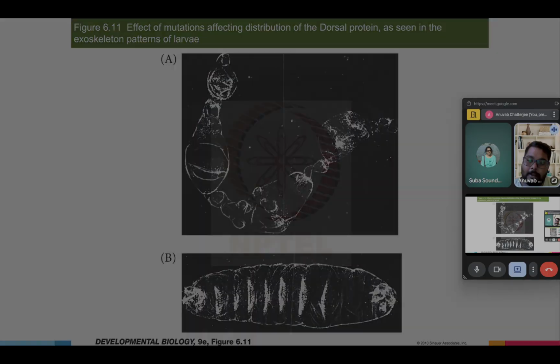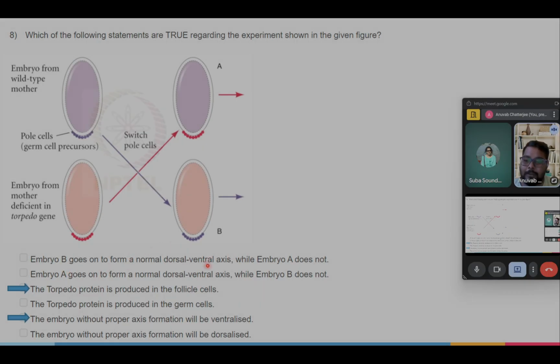The option says embryo B will have normal dorsal ventral axis, but embryo A will not. But that is not true. Both of these will form normal adults, just one of them will be sterile. It is not that these embryos are affected, the next generation is affected. Okay.